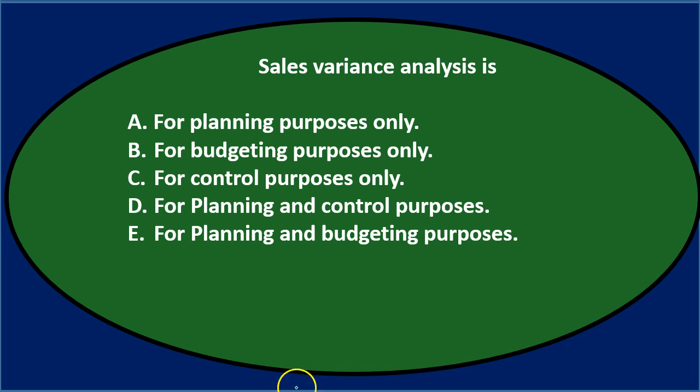Okay, so let's go through this again using the process of elimination. Sales variance analysis is, now note if we go through A, B, and C, we've got for planning purposes only, for budgeting purposes only, for control purposes only. So this is one of these types of questions where we've got all the onlys and then some kind of combination amongst them. So usually if that's the case, then oftentimes it's not going to be the only ones. It's going to be some type of combination from them. We're looking for the, is it going to be all of them type of final answer.